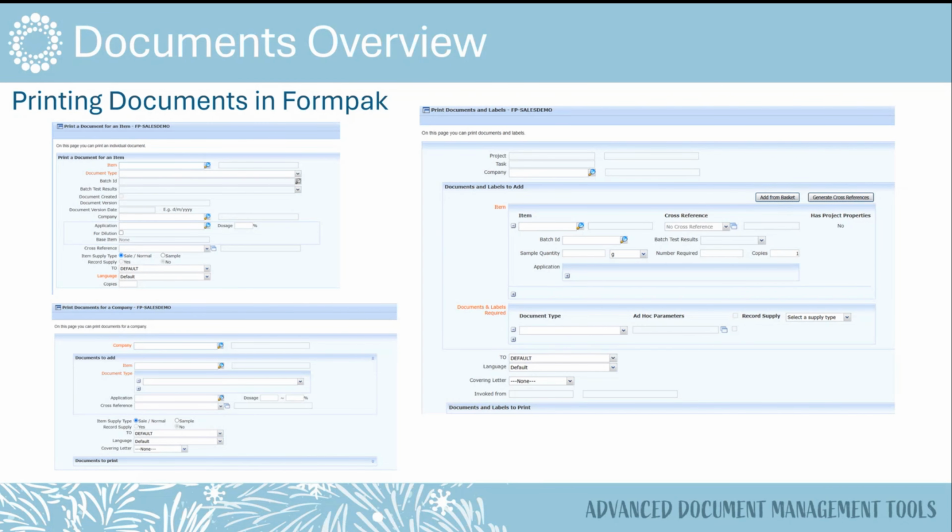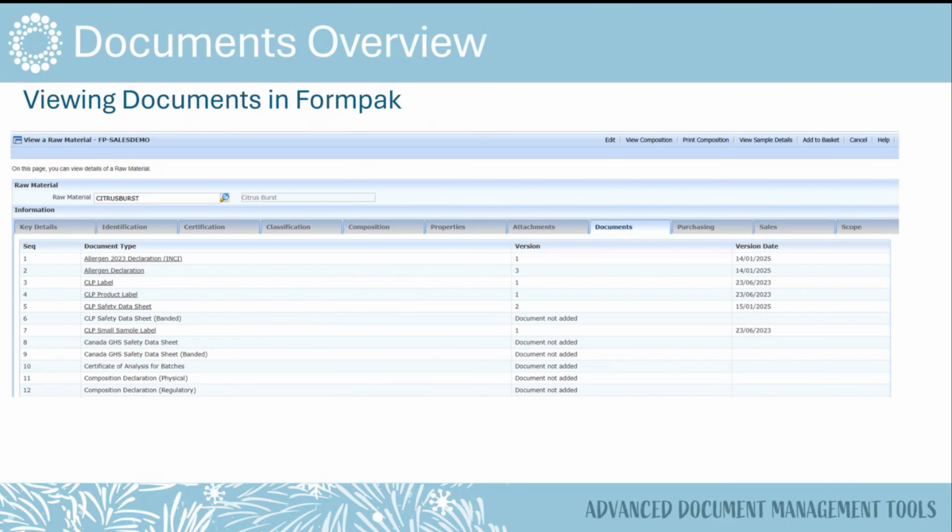So we've had a look at how we print them. How do we view them? Viewing documents in Formpak. Once we've generated the documents, we might want to see which version of the document's been generated and the date that it was generated, and we can view those details on the item tab on the documents tab. Or alternatively, there are separate areas to view supplied documents.